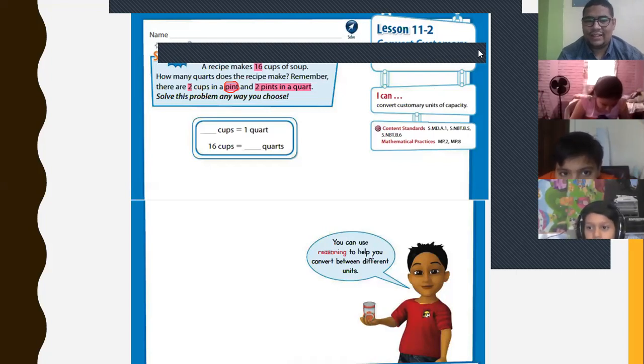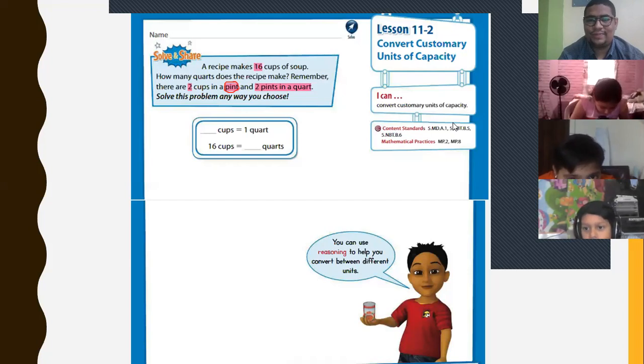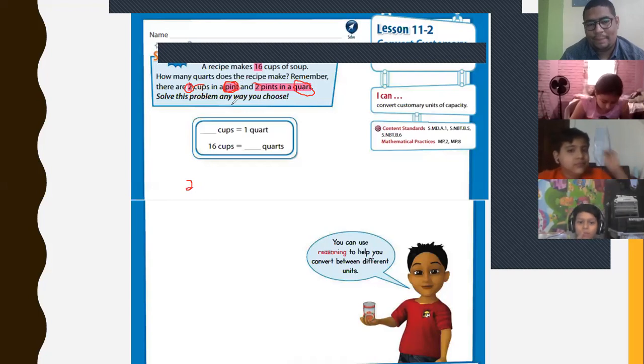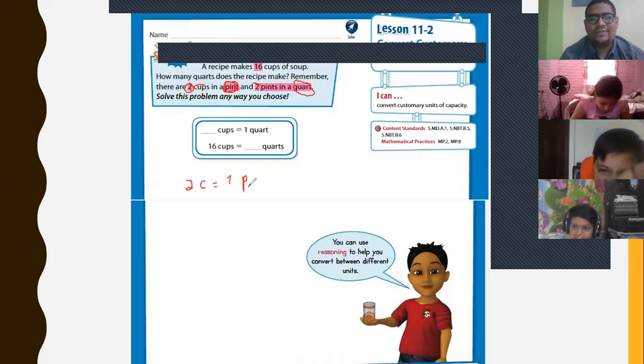Listen, guys. Actually, what we have to do here is to convert, or to change its units. If they are telling us, guys, that 2 cups are 1 pint, and 2 pints is 1 quart, how many cups do we need to have a quart? We're gonna multiply. First, we're gonna convert the cups into pints, and then the pints into quarts. Now, with 2 cups we have 1 pint. Now, 2 pints, sorry, is equal to 1 quart.